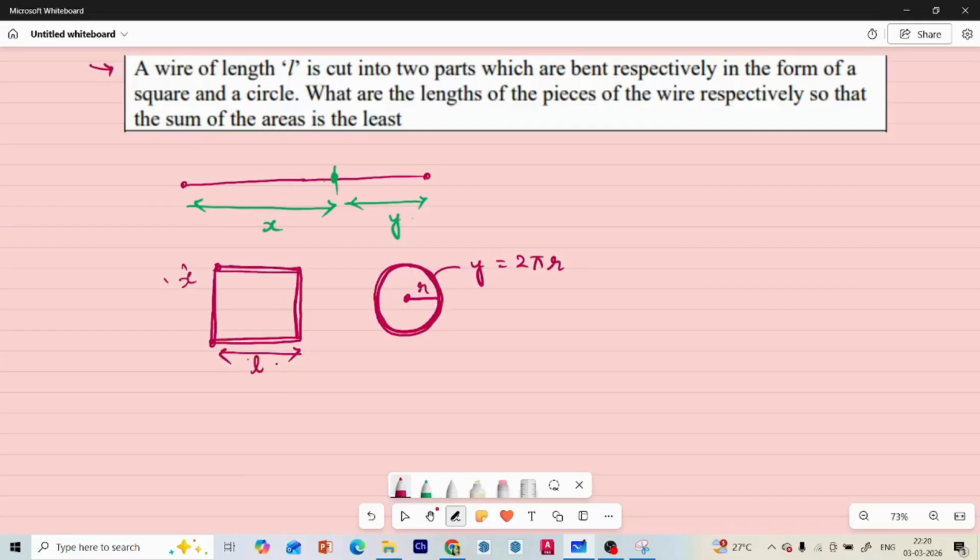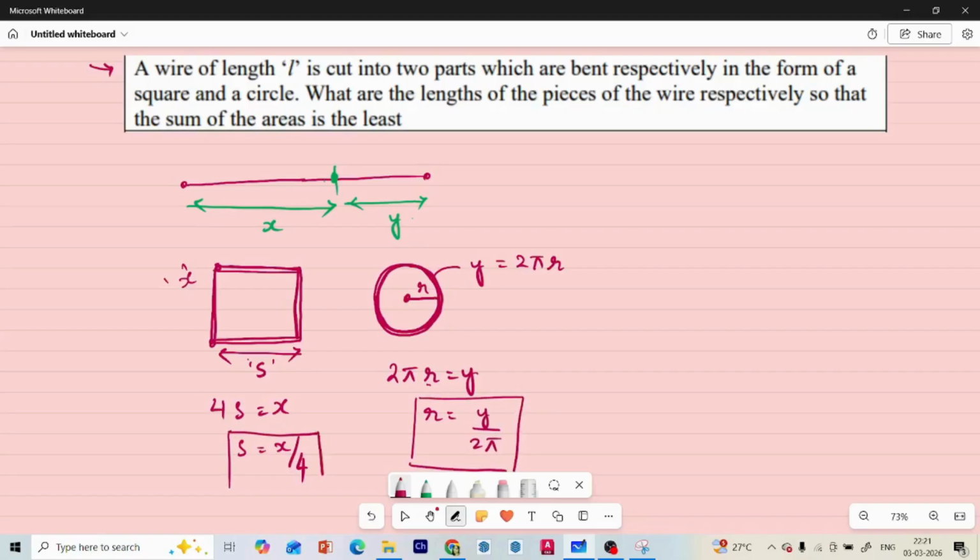Let's say the side is s, because it's the side. So what do we know? 4 times s is equal to x, so s is equal to x by 4. So we got the side of the square. Similarly, you can equate 2 pi r to y and you'll get the radius in terms of y, so r is equal to y by 2 pi. So we got the radius of the circle and the side of the square.